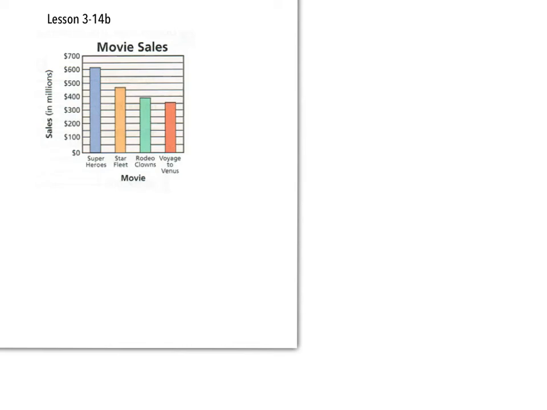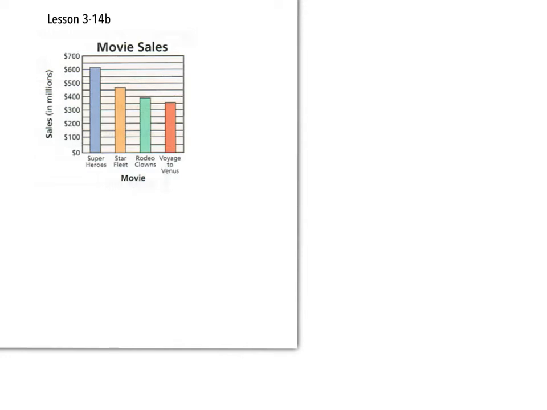Welcome to video 2 of lesson 3-14, and what you'll notice is I've lost my graph paper. What I found out is that I cannot pull in another image while using the graph paper. So I'm going to be without graph paper, but you have your graph paper already.